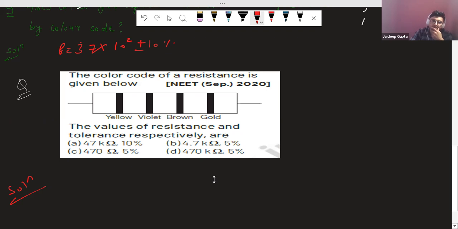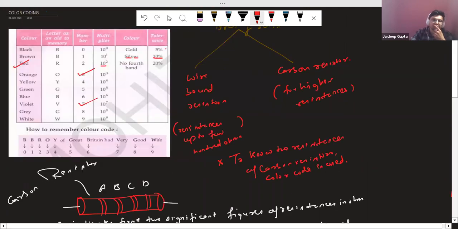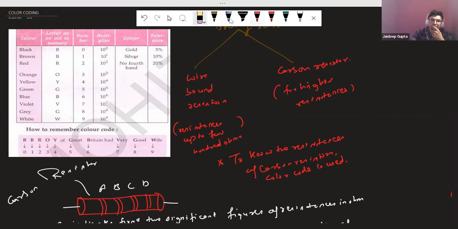What about others? Maimuna, Saifullah, Farhat, Hiba, write your answer. Sir, can you show the table, please? Just a minute. No, this is the table. Write your answer, everyone.